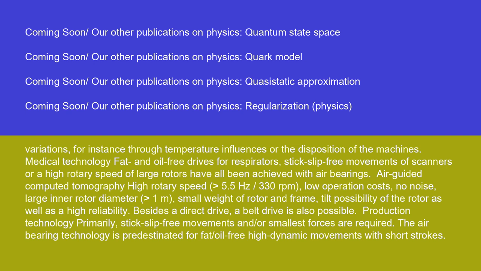Air-guided computed tomography: high rotary speed greater than 5.5 Hz / 330 RPM. Low operation costs, no noise, large inner rotor diameter, 1 mm. Small weight of rotor and frame, tilt possibility of the rotor, as well as a high reliability. Besides a direct drive, a belt drive is also possible.